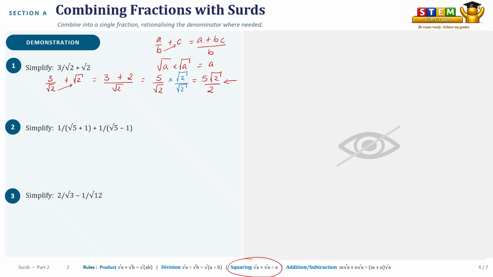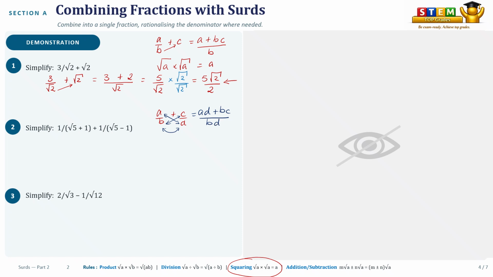Now, second question. This is quite similar to a over b plus c over d. So we're going to use the smiley method. What is the smiley method? We're going to cross multiply a and d, cross multiply b and c, and here's the smile, b times d. So let's do that again. a multiplied by d, so ad, b multiplied by c, so that's going to be bc, and that's over bd.